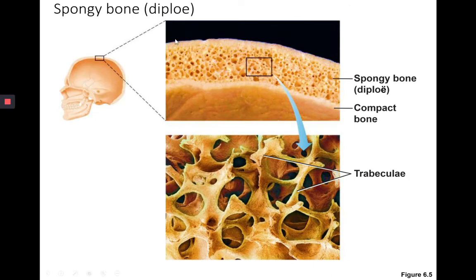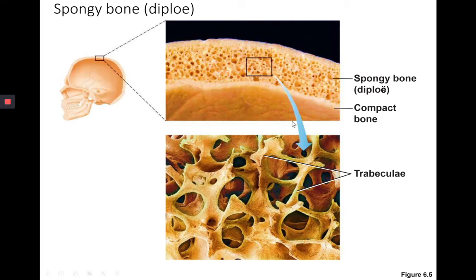Here is spongy bone between two compact bone sheets, kind of like a spongy bone skull sandwich. So this is a flat bone of the skull, and here we have the spongy bone, and when it's found in flat bones, it's sometimes called diploe. And then you just have those two layers of compact bone. Spongy bone tends to be a little bit more internal than compact bone. Compact bone tends to be on the outside of bone that's acting as an organ.